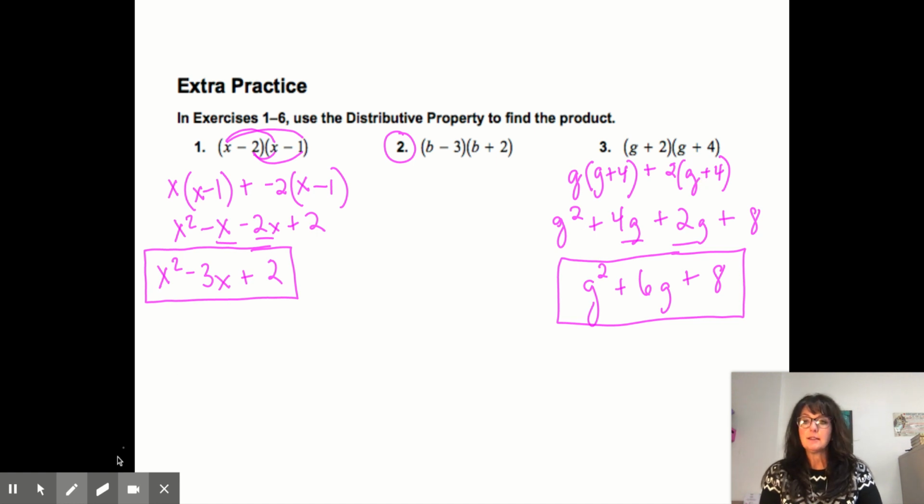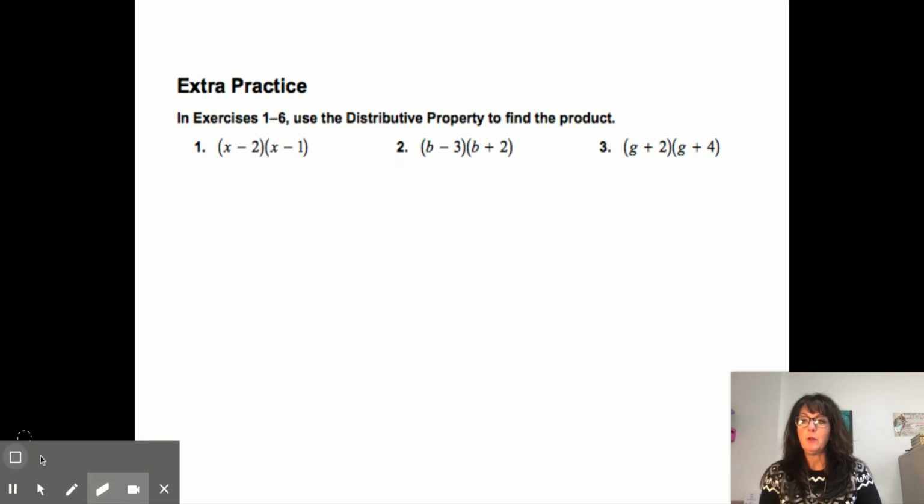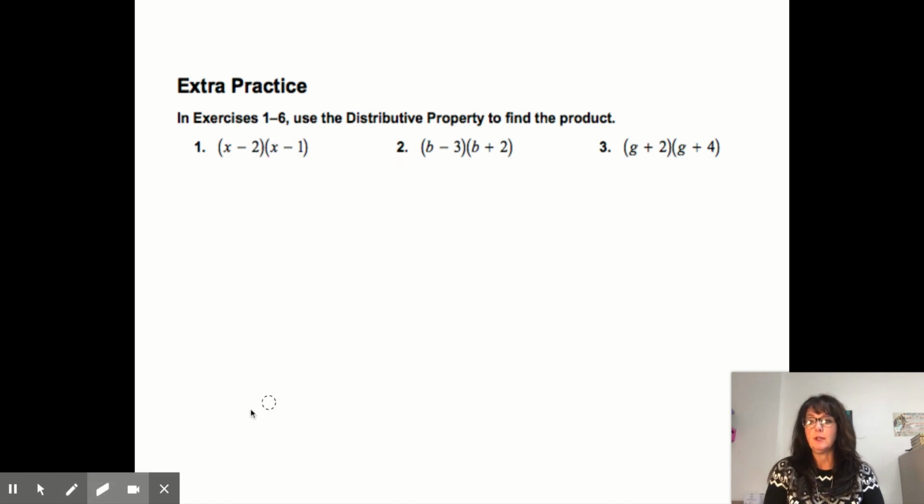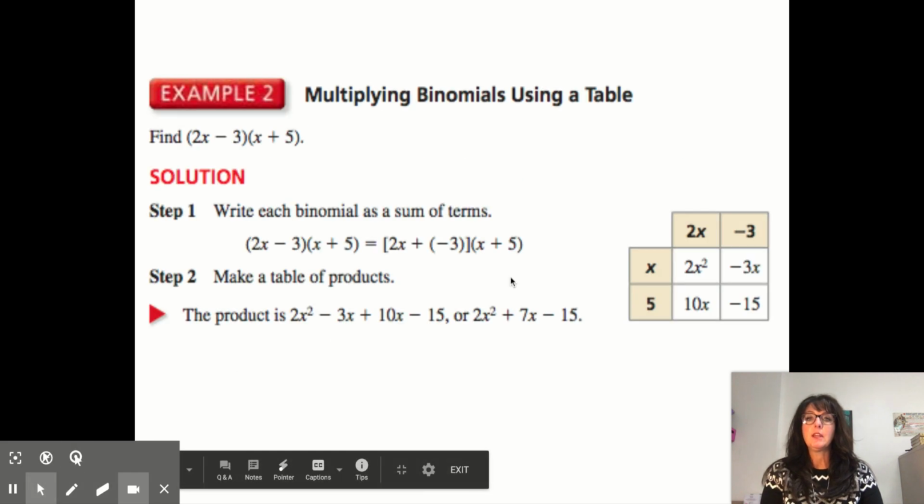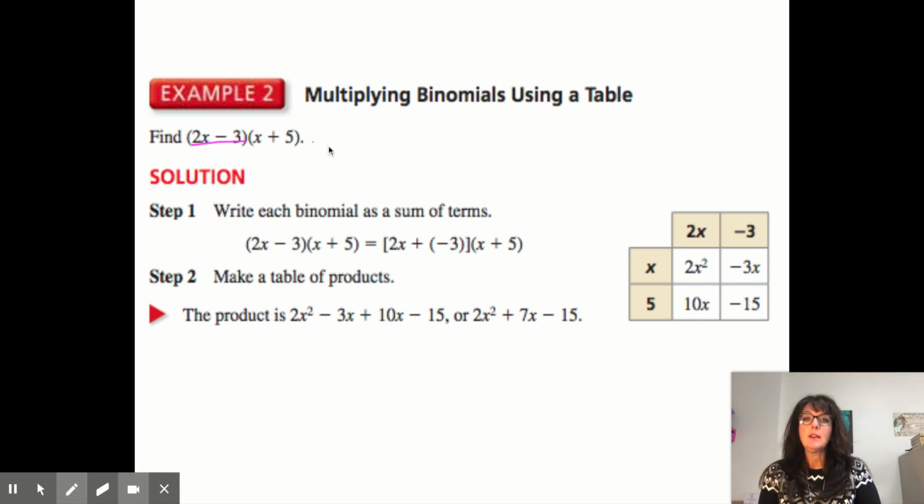All right, next up, we will be looking at another method for doing the multiplication. So we could use a table. Notice how they've taken the first binomial and split it up into the two boxes on the table. The second binomial is split up here. It doesn't really matter where you put them, right? You could put the x plus 5 here and the 2x minus 3 here, because you're going to use this like a multiplication table. X times 2x is 2x squared.